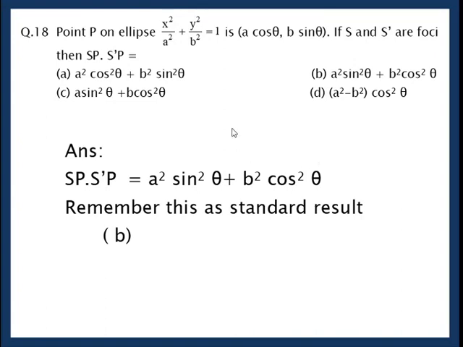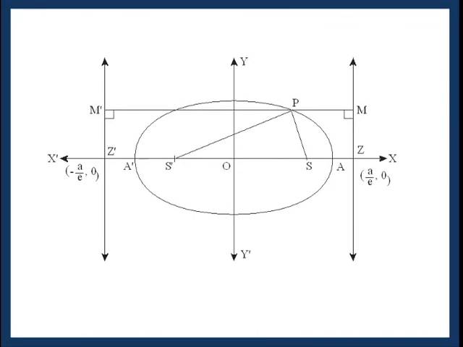In fact, two results are to be remembered. First, SP plus S'P, that is the sum of the focal distances, is 2a. And secondly, the product SP into S'P is what? a² sin²θ plus b² cos²θ. See the proof. I will not explain. You can read this later on. This is the diagram.